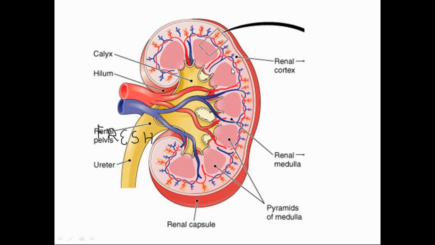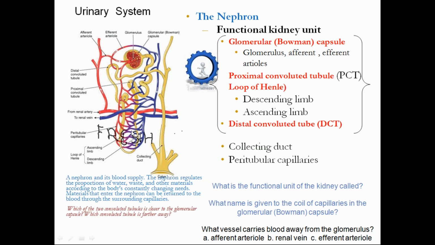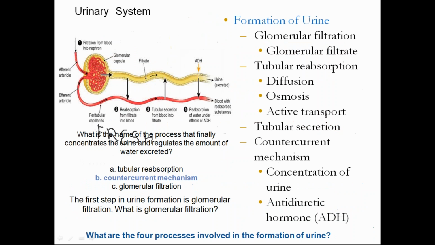Then the collecting ducts enter into the pyramids, and they are going to drain the fluid into the calyx, which altogether is called the renal pelvis, and they go to the ureter. Right? Is that clear? All right, so hopefully it's going to help you with that.